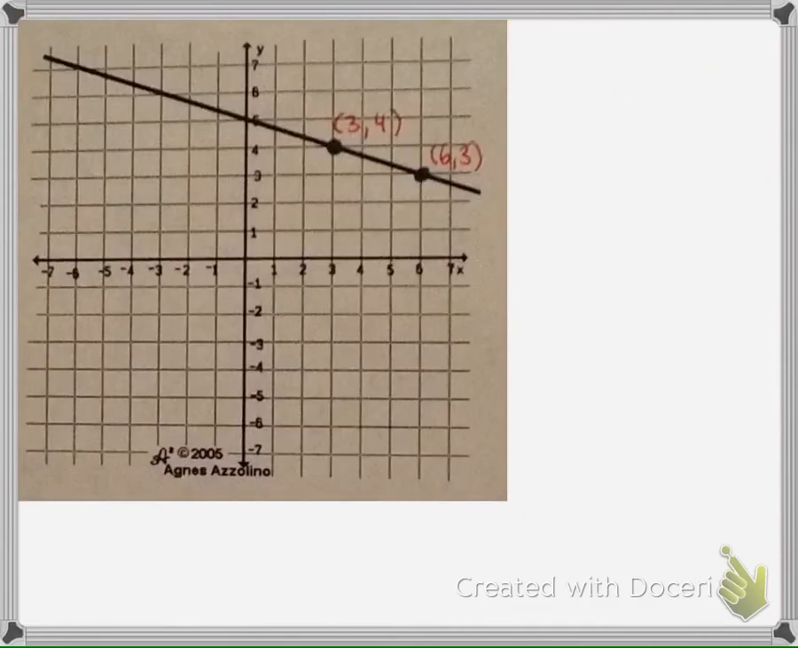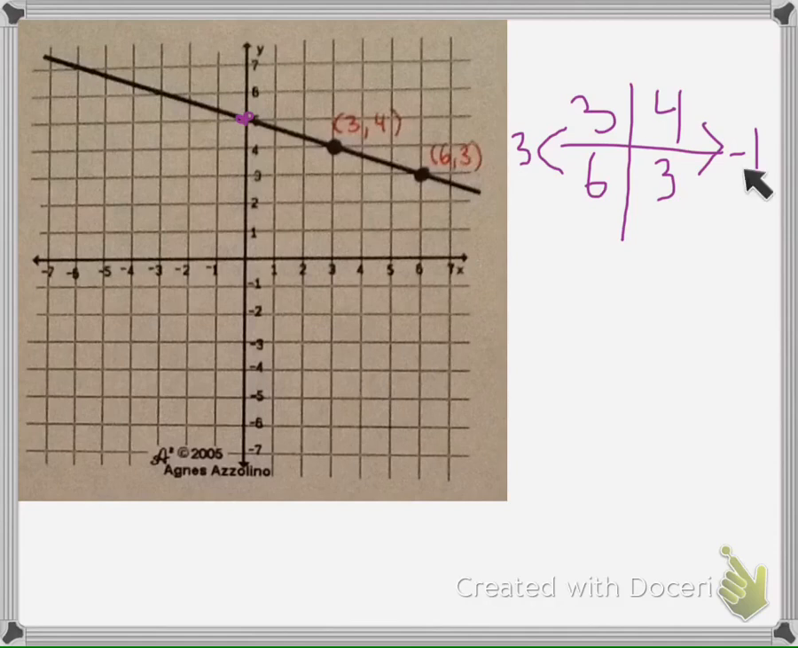Okay, last one. Again, set up my table. I have (3, 4) and (6, 3). Notice that I left some room up top because I know I'm going to have to work backwards to 0 to find my y-intercept. Yes, the graph looks pretty clear that it's at 5, but I'm going to prove it on my table. Okay, so first let's find the slope. From 4 to 3 is going down 1. From 3 to 6 is going up 3. Rise divided by run is -1/3. I know my slope is negative because from left to right it's falling.